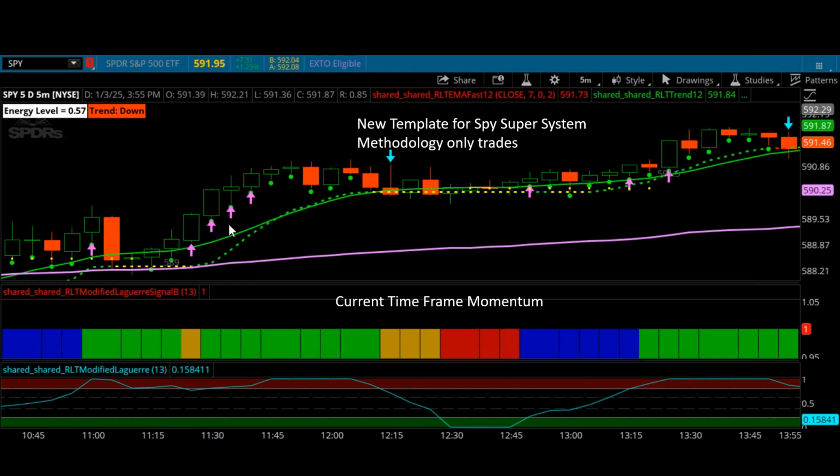Okay, the SPY super system also puts in these little pink arrows and blue arrows. These are what's called pop symbols, pop out of the box symbols, and they're pink for a bullish break of compression and blue for a bearish break of compression. So this gives us an indication of whether we're getting a nice move, which we did. Let me just take a sip of water here for a minute.